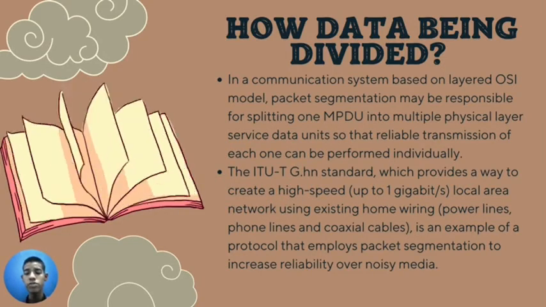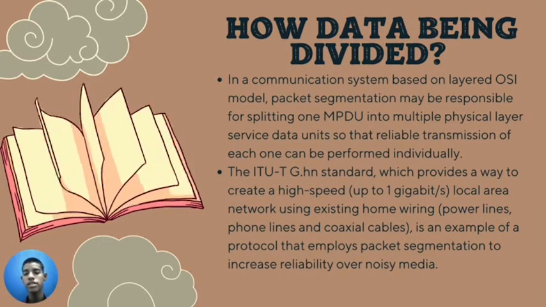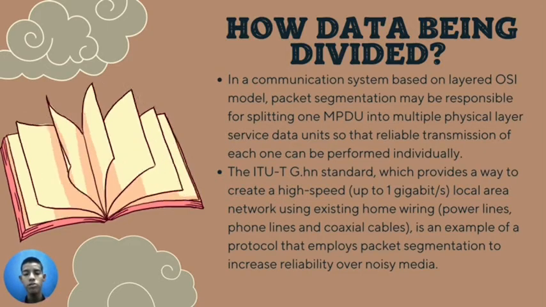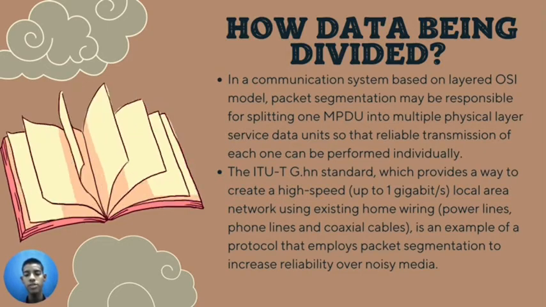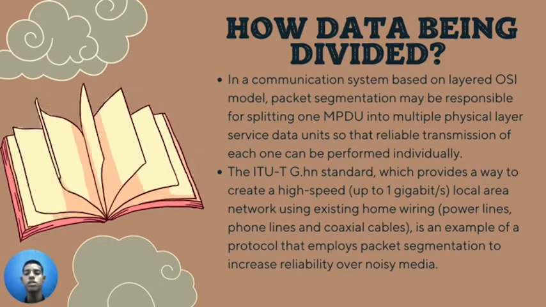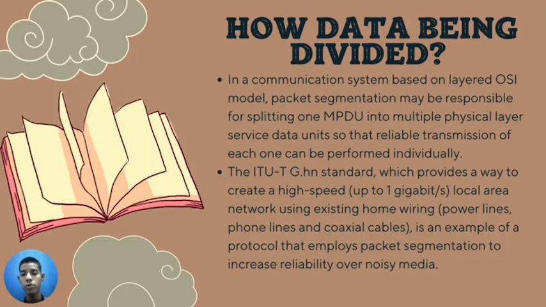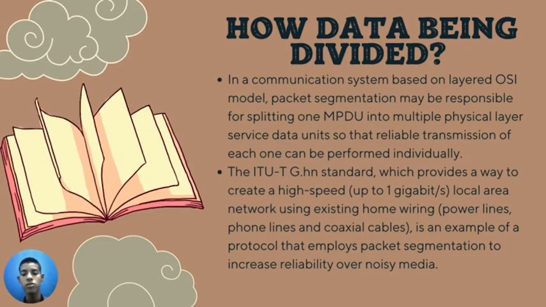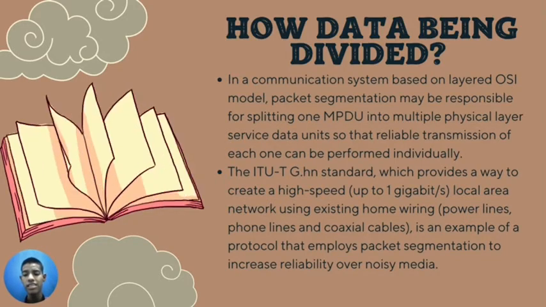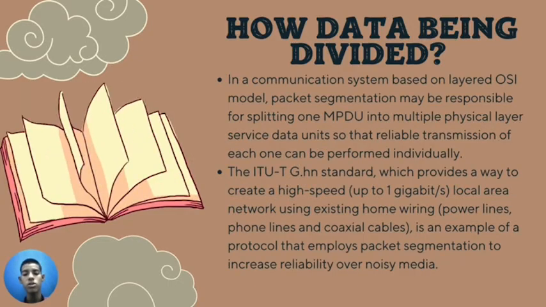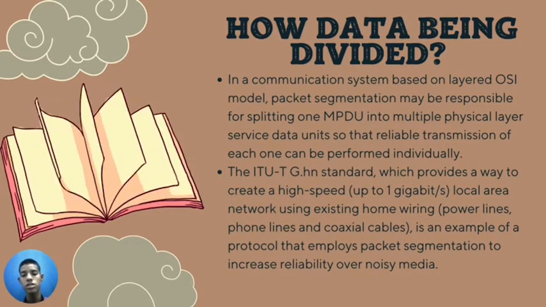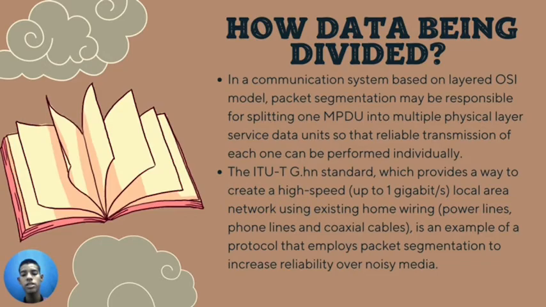The ITU-T G.hn standard provides a way to create a high speed, up to 1 Gb per second, local area network using existing home wiring such as power line, phone line, and coaxial cables. It is an example of a protocol that employs packet segmentation to increase reliability over noisy media.